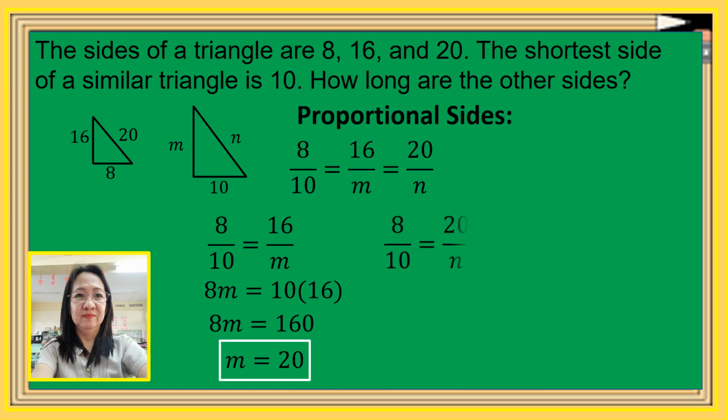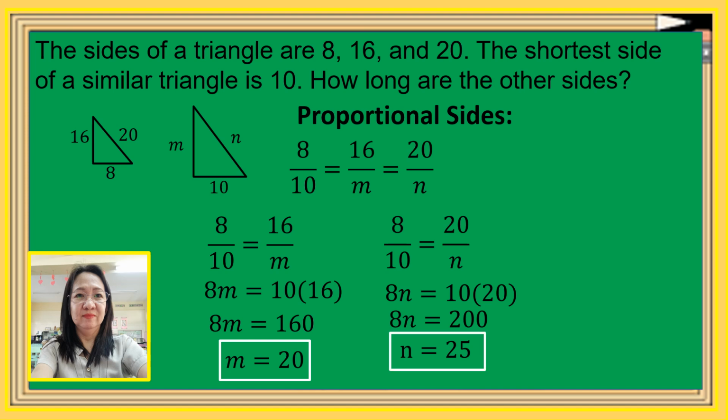The same process to find for N. Let us use the proportion 8:10 is equal to 20 is to N. By cross multiplication, we have 8 times N is equal to 10 times 20. And 10 times 20 is 200. And dividing both sides by 8, we will get N is 25.